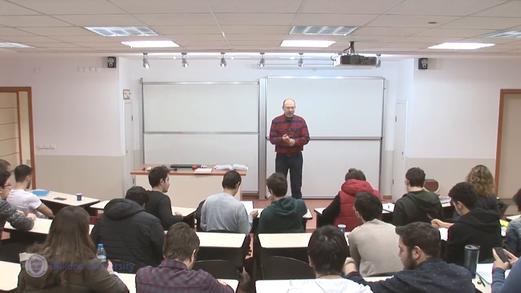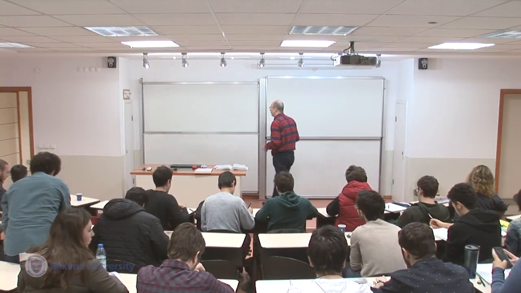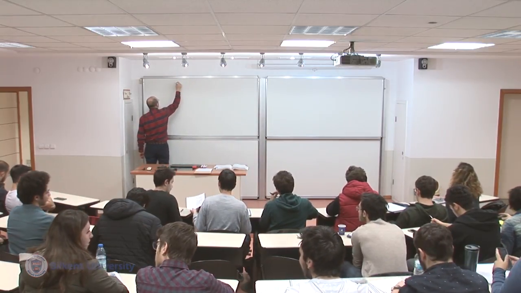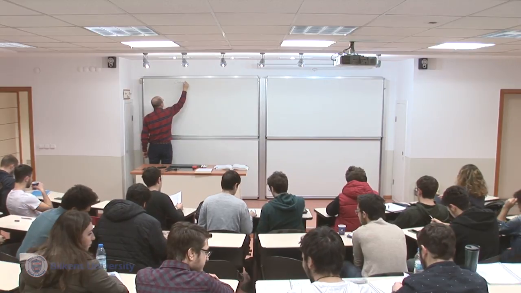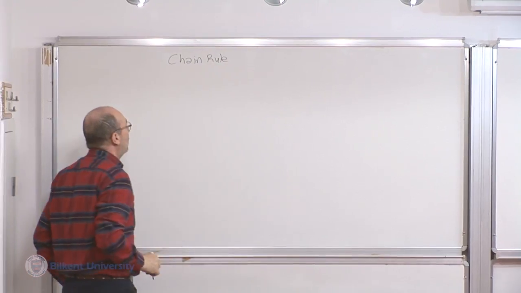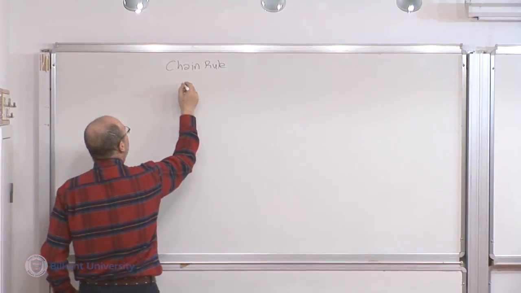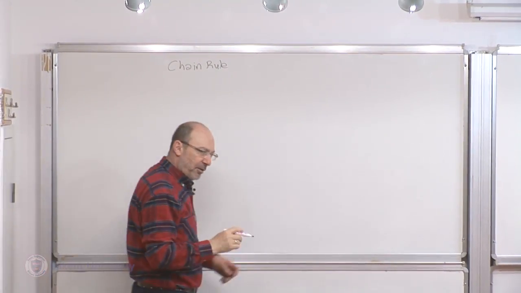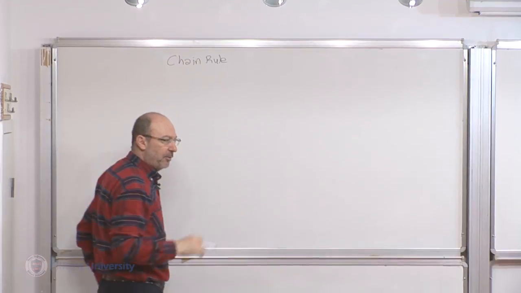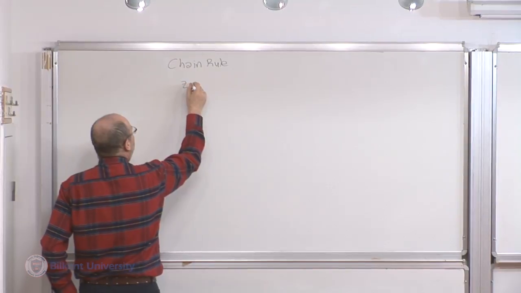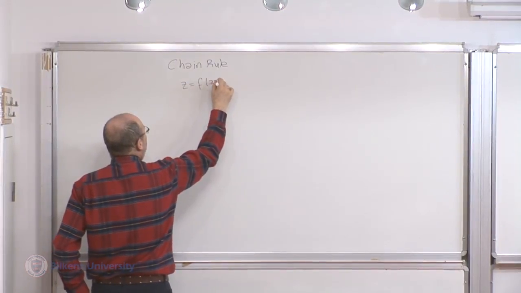Okay, let's start today. Let's do chain rule. So let me remind you what we did. We have a function. In general, I'll do this for two variables. The other variables you just keep adding. So suppose we have a function f of x, y.